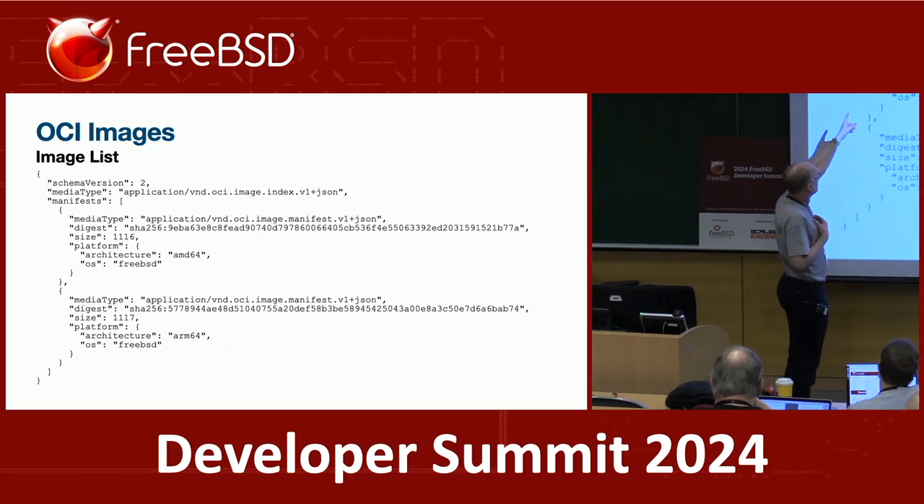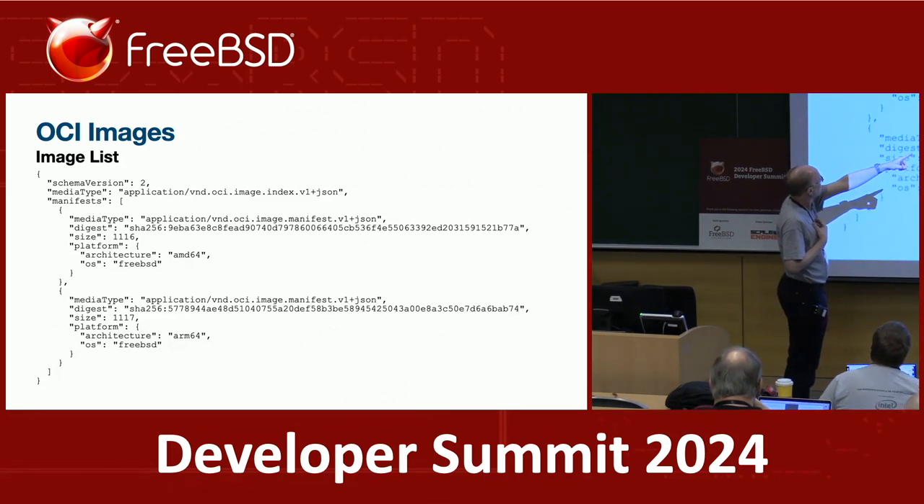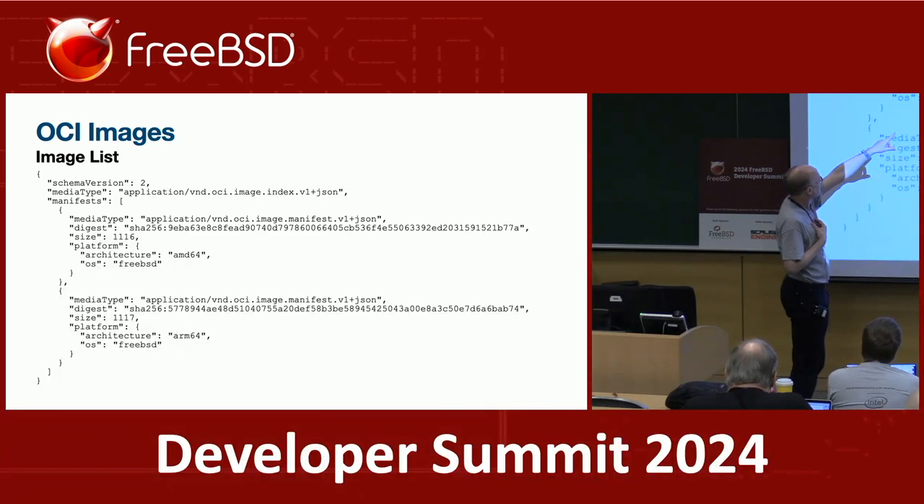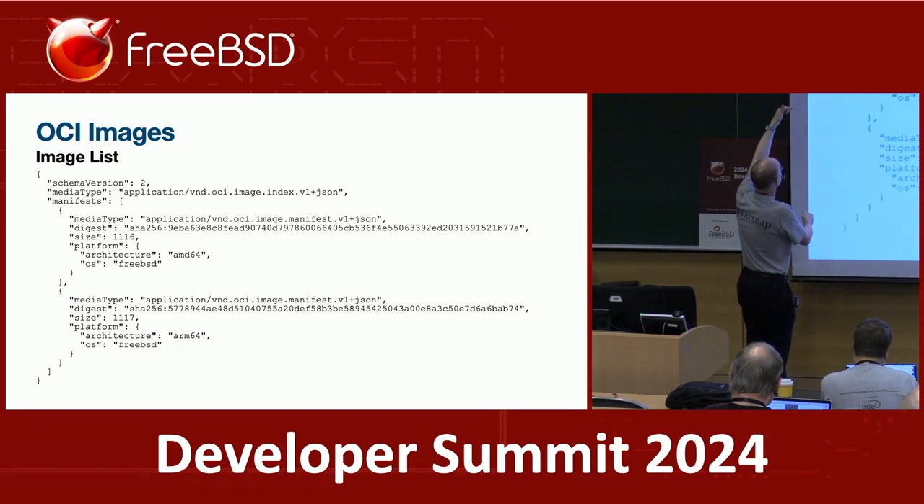So this is saying, I'm expecting to find an image manifest v1 in JSON format at this hash. And whoever was referencing this image list would have expected to find an image index v1 in JSON format at whatever the hash of this is. And this is literally, the hash is literally the SHA-256 of this piece of text.